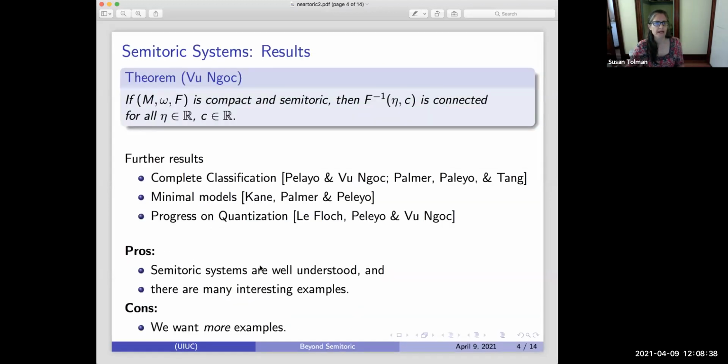Okay, this is probably a good place to stop. Are there any questions on semitoric systems?